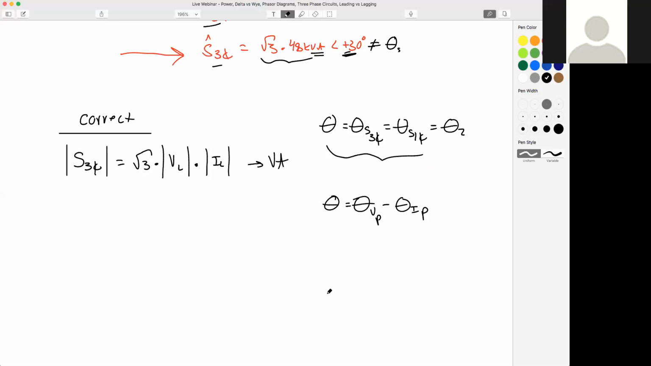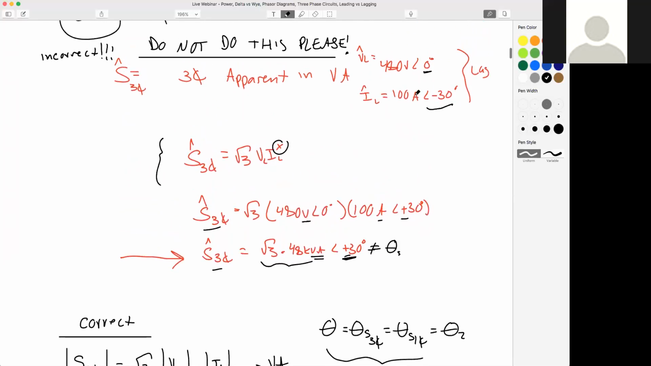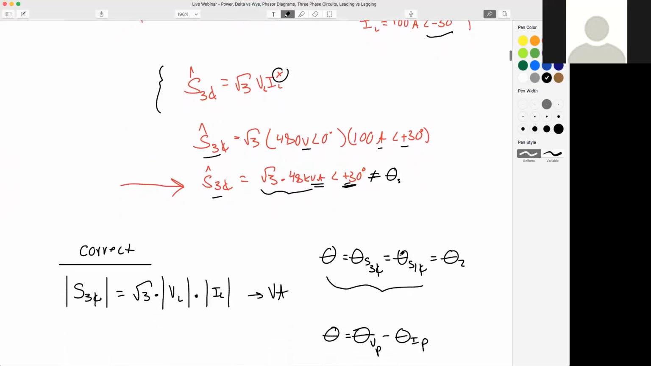And a sneak peek, we're going to talk about this when we get to the delta versus delta and Y section. For a Y system, our line voltage is actually going to lead our phase voltage by 30 degrees. So by using the theta of our line voltage right here, we're going to come up with a wrong version for theta S.